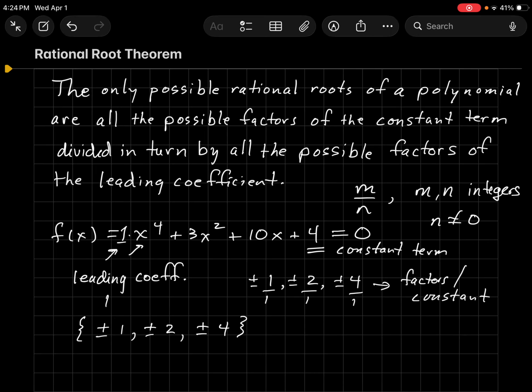It doesn't mean one of these work. It doesn't mean any of these work. If none of those work, it just means our solutions are either irrational, generally speaking, have square roots in them, or imaginary, have i's in them.